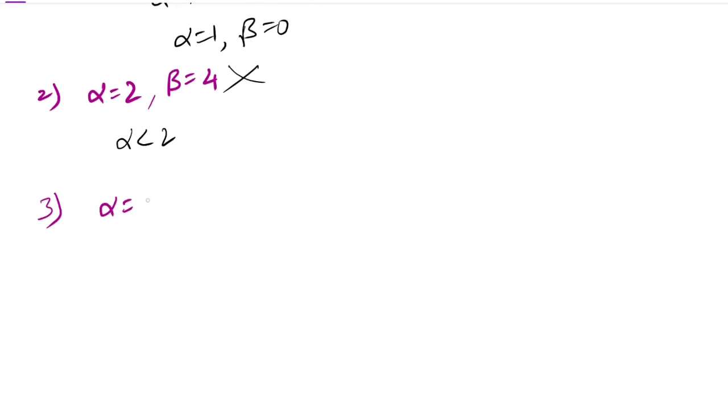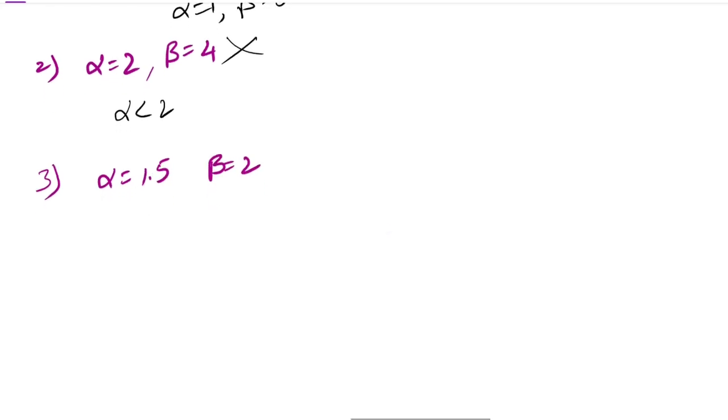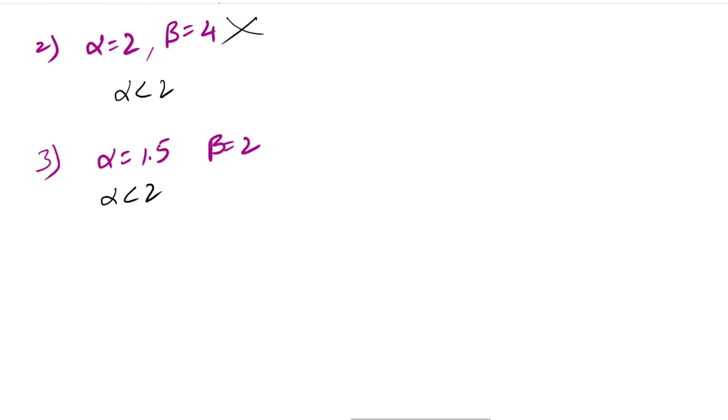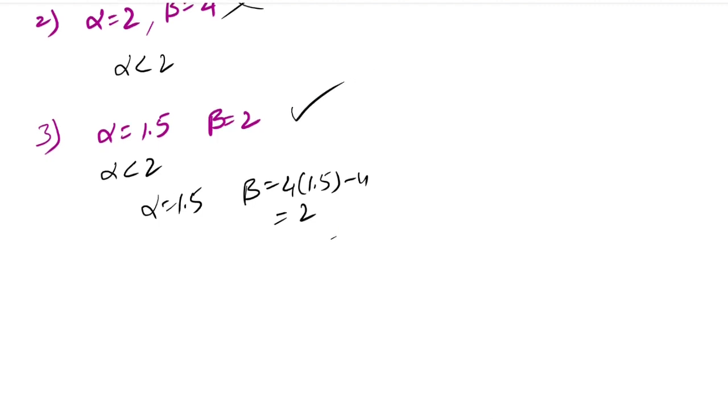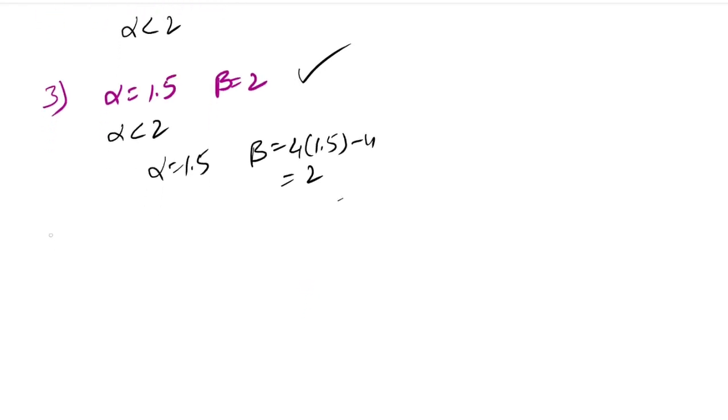What is that? Alpha is equal to 1.5 and beta is equal to 2. Okay, so here alpha is less than 2, so we can consider this option and check it. If alpha is equal to 1.5, we substitute in the beta condition: beta is equal to 4 into 1.5 minus 4. Ultimately it will yield 2. So this is also valid. Now both A and C are valid. Now we'll see the fourth option.